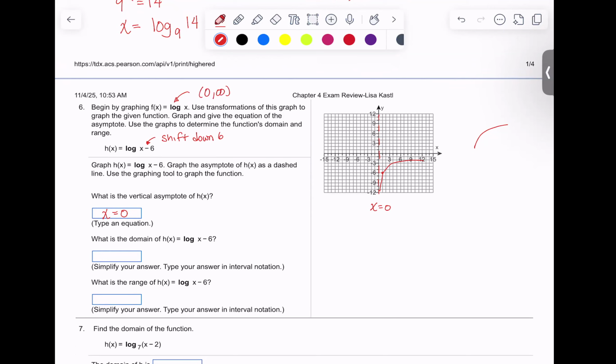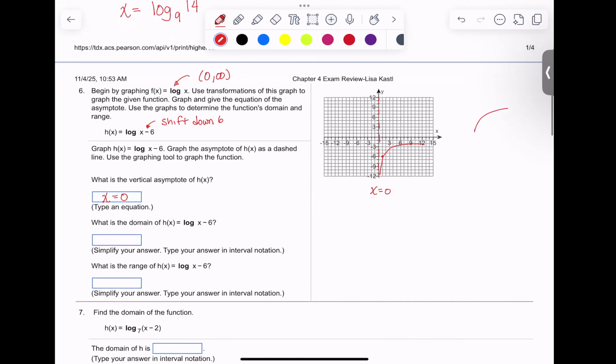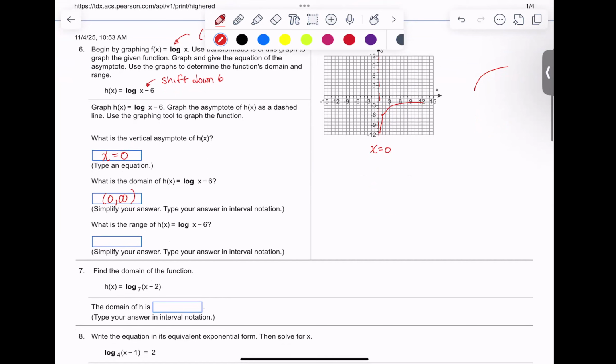But since I've shifted it down, well, I haven't done anything to it, have I? Is the domain the same? I haven't shifted it left or right, so the domain is going to remain the same. It's still going to be the set of positive numbers. And what's the range? Well, the range of the logarithmic function is the set of all real numbers, since the logarithm is the inverse of the exponential, and the exponential function's domain is the set of all real numbers, then the range of the logarithmic function will be the set of all real numbers.